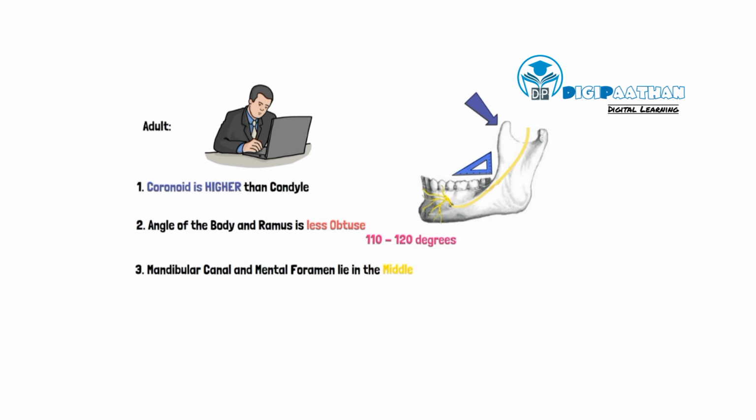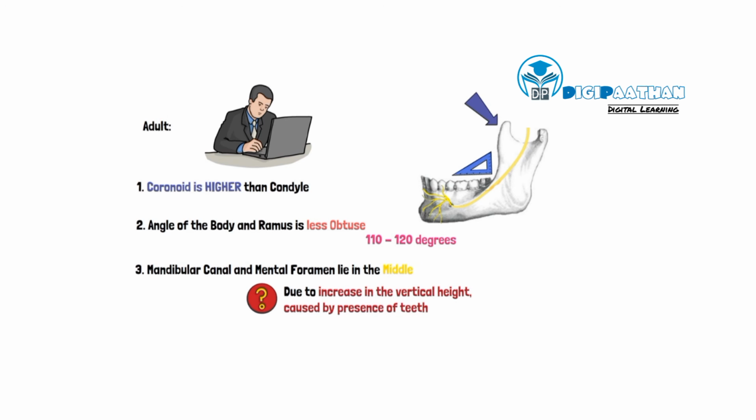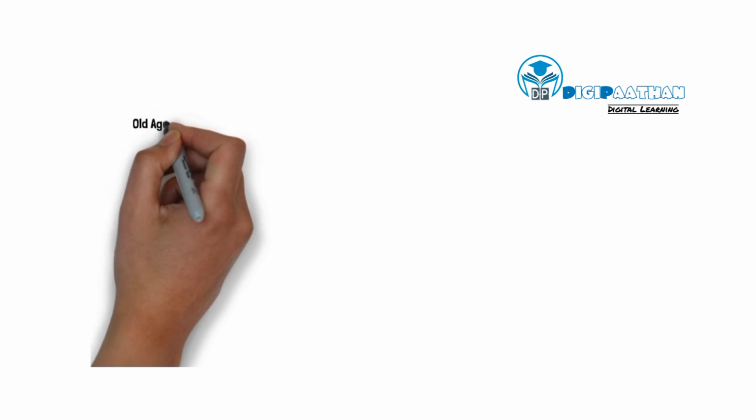See how this mandibular canal moved upwards? This is because of the presence of the teeth. The alveolar processes has helped the body grow in height. So this mandibular canal has moved upwards. And also the sigmoid notch, this is the deepest at this age.